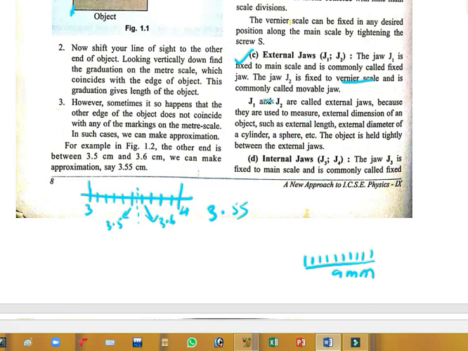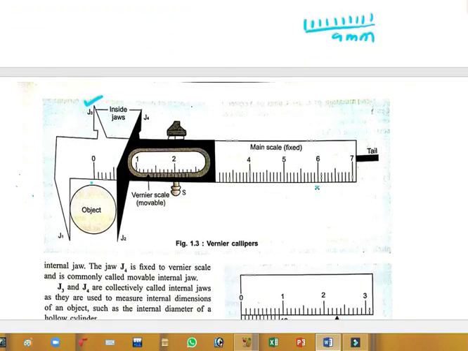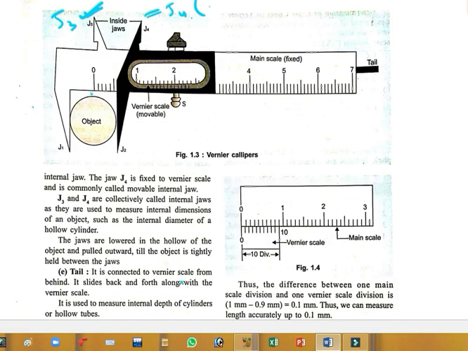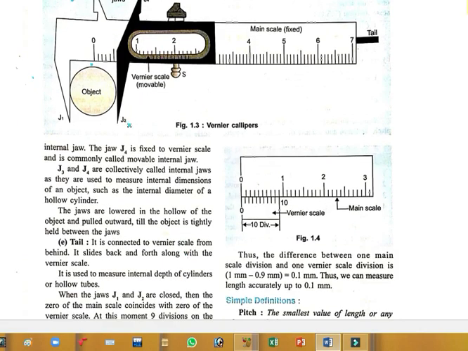Now J1 and J2 are called the external jaws because they are used to measure external dimension of an object, such as length or diameter of a cylinder or a sphere or anything. Now we have the internal jaws also, J3 and J4. The jaw J3 is fixed to the main scale and is commonly called the fixed internal jaw. This is your J3 and this is your J4. These are our internal jaws, and the jaw J4 is fixed to the vernier scale and is commonly known as the movable internal jaw.